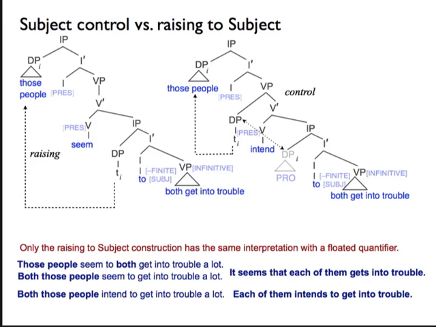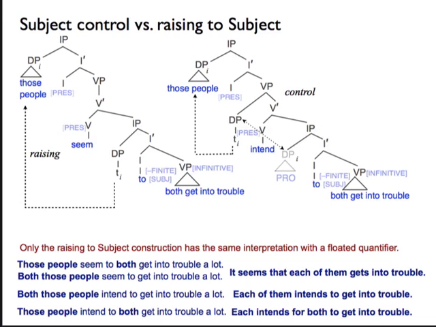But if we do put it into the embedded clause, those people intend to both get into trouble a lot. Then the meaning is different. Each intends for them to get in trouble together, right? Because why? Because the both now is an argument of the embedded clause, and it gets a different interpretation. Because why? There's not a raising context here.